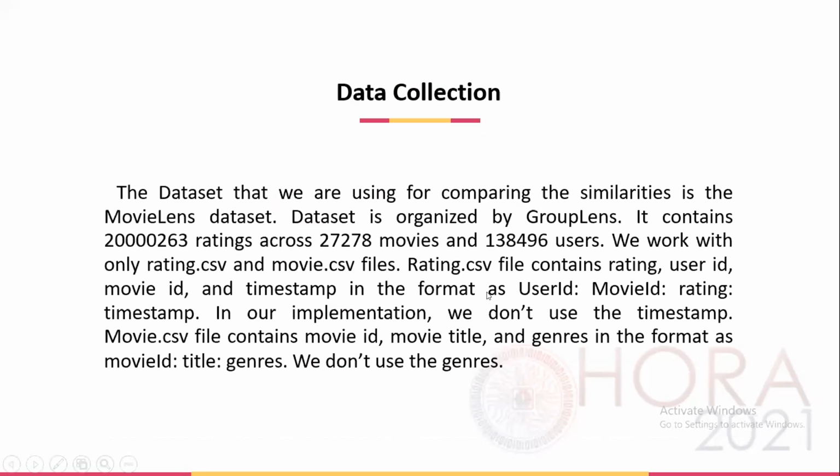So we used the 20 million MovieLens dataset, which is organized by GroupLens, and it contains several files, but we have used only the rating.csv and movie.csv files. The rating.csv file contains rating, user ID, movie ID, and timestamp. On the other hand, the movie.csv file contains movie ID, movie title, and genres of the movie.